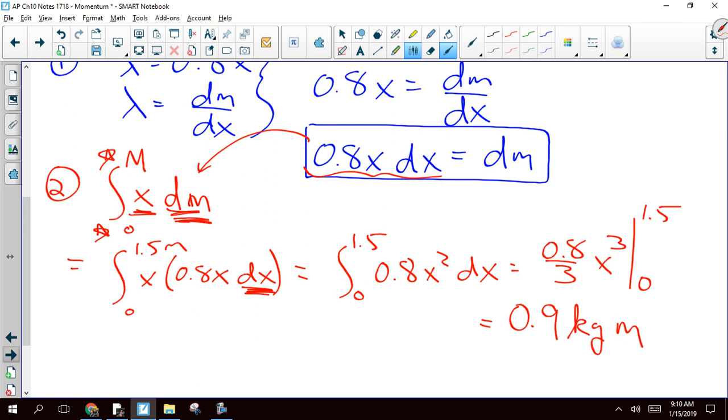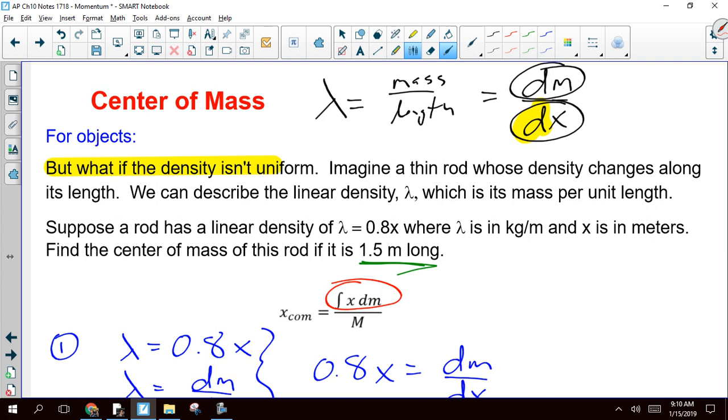Okay, so that's the top of the integral. Now, we've got to do the bottom of the integral. So the bottom of the integral seems like it's going to be how do we get the total mass of this thing? So we're going to use a little bit of a calculus trick. So what we're going to do is this. We're trying to find the total mass of the thing.